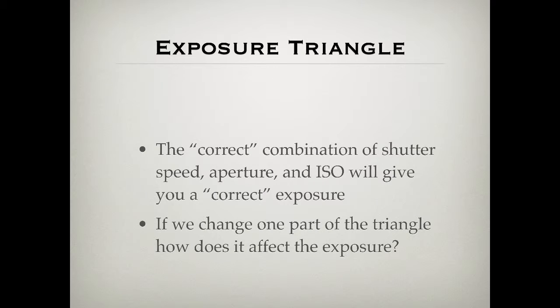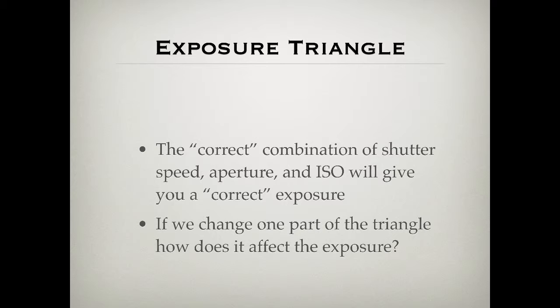And what is this exposure thing? Why do we need to understand that? So the correct combination of shutter speed, aperture, and ISO will give us the correct or a good exposure. And if we want, for artistic reasons, to change one part of that, maybe we want to change our aperture or our shutter speed, how does that affect the exposure? What do we have to do?